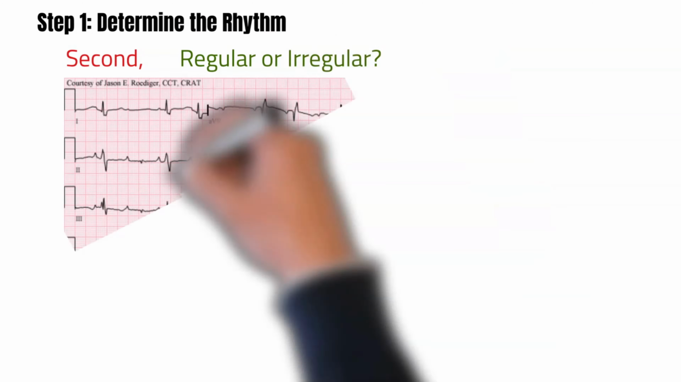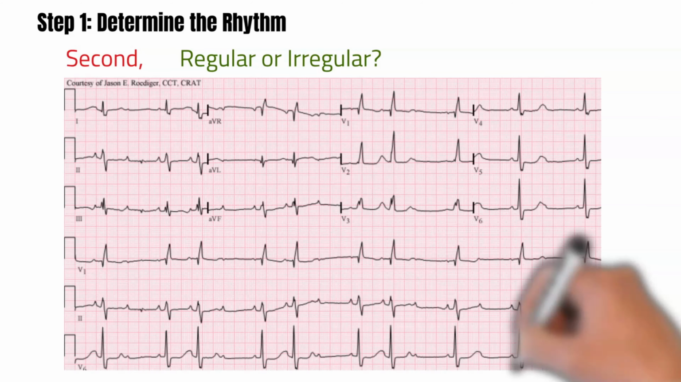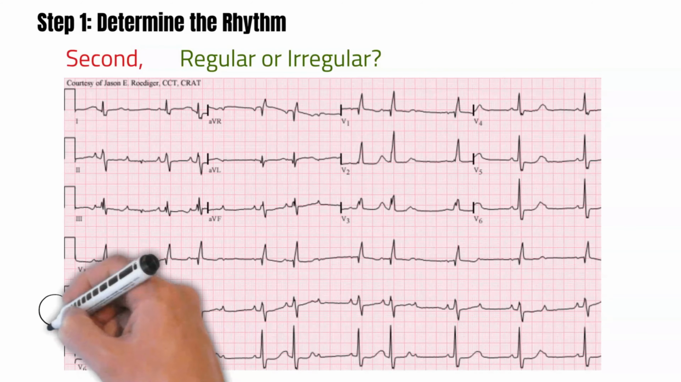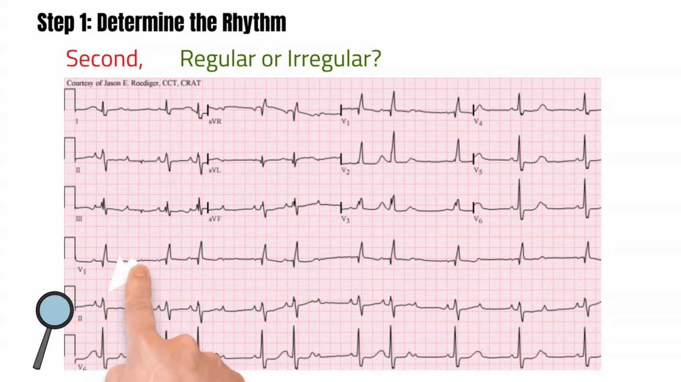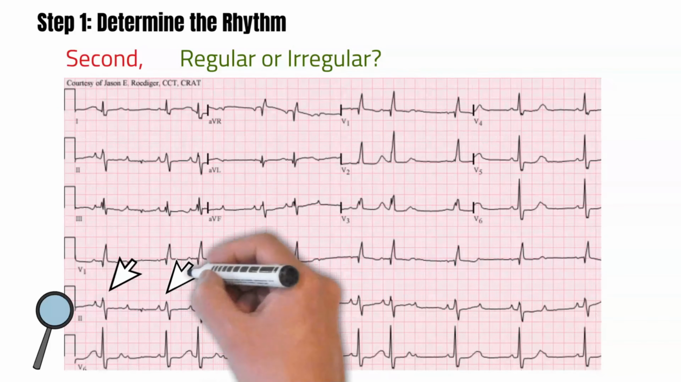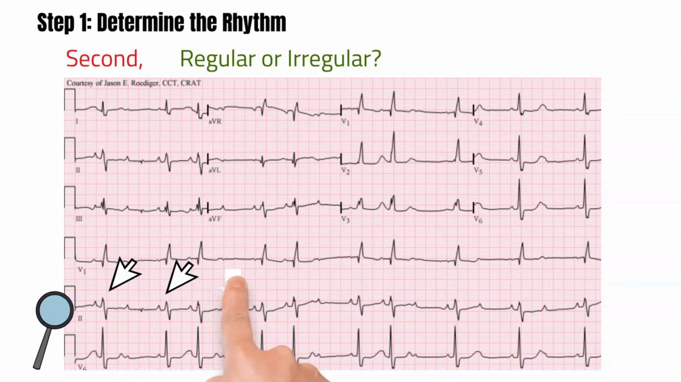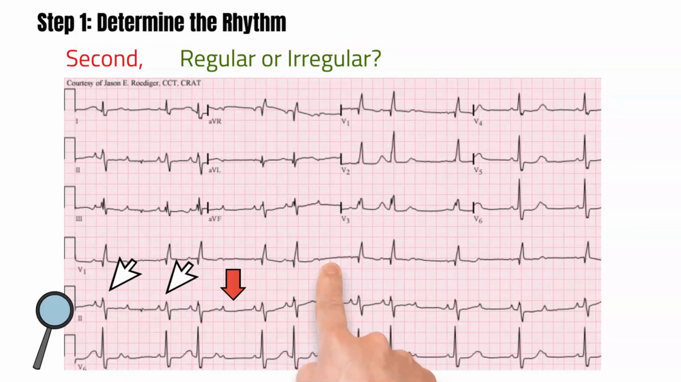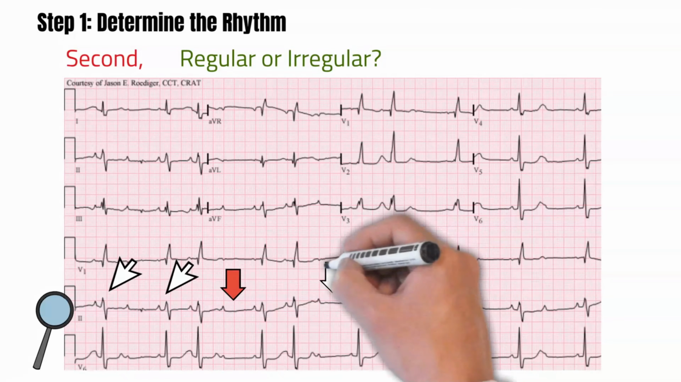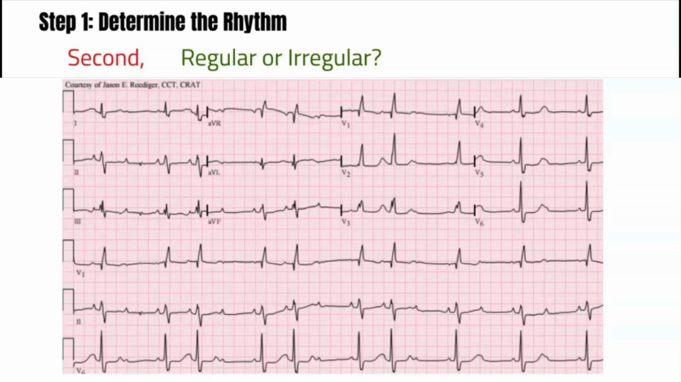Here is an example of a regularly irregular rhythm. Let's examine lead 2. The RR interval varies but does so in a repeating pattern, and it has a regular dropped beat. Not only in lead 2, it can be seen in all leads, right? This is the typical second degree AV block type 2 ECG, or Mobitz type 2.